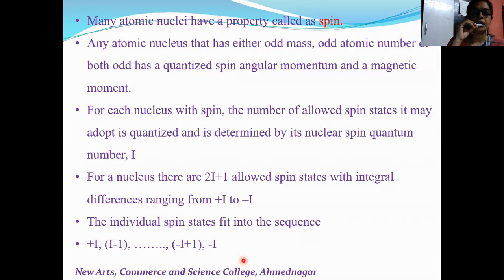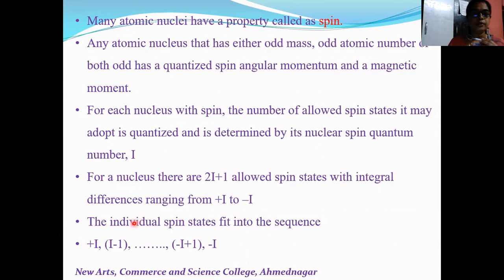So what does the number of allowed spin states mean? The nucleus can have different ways of spinning, or different states of spin motion, and how many spin motions are associated with that nucleus can be determined by the nuclear spin quantum number I. This can be obtained by using the formula 2I plus 1. Any nucleus having spin quantum number I will have 2I plus 1 allowed spin states.